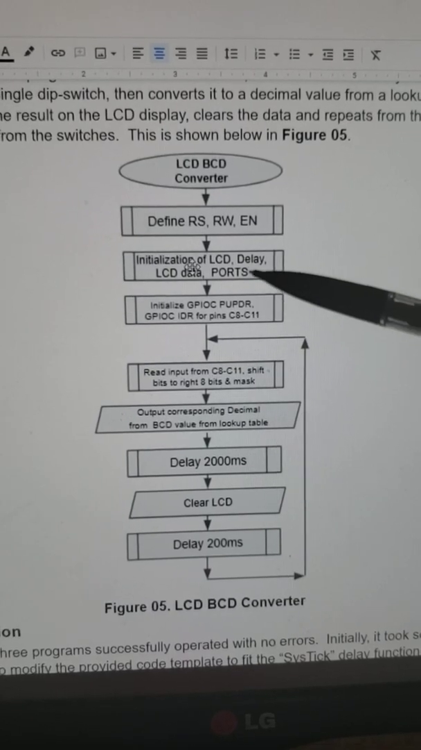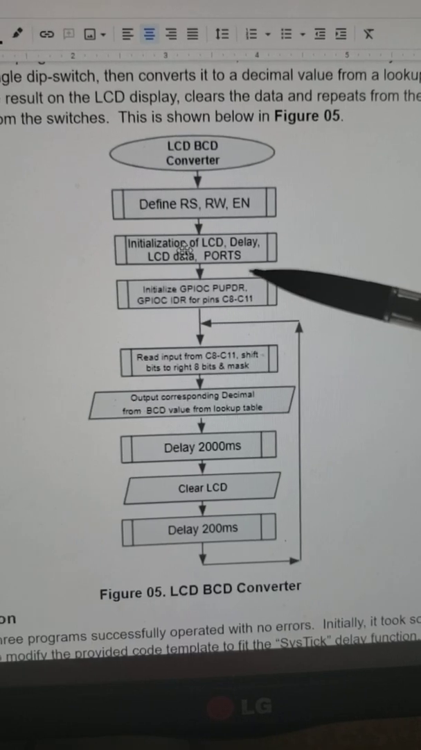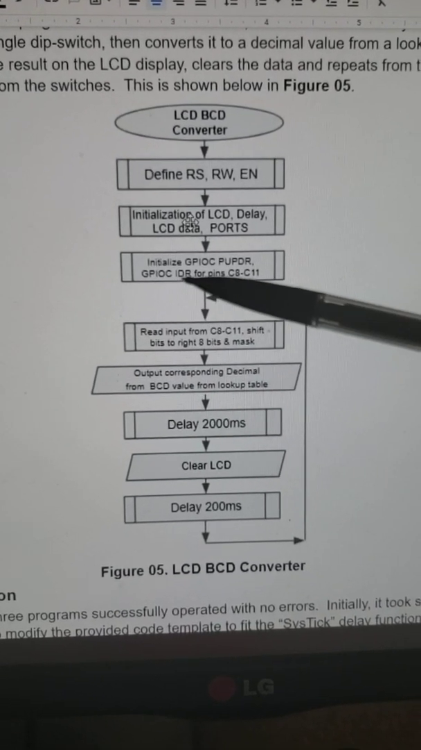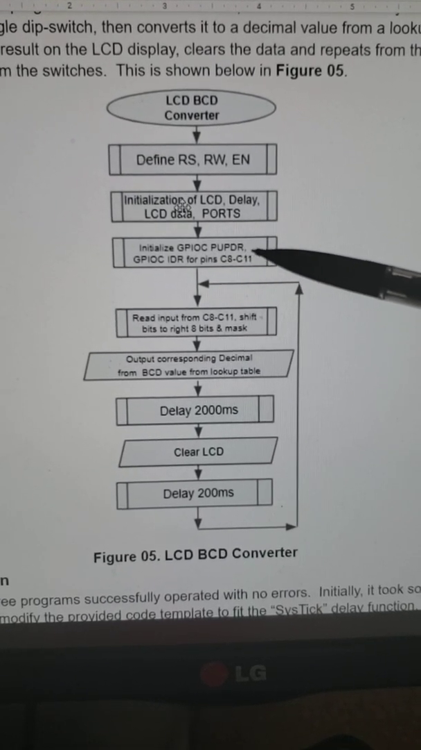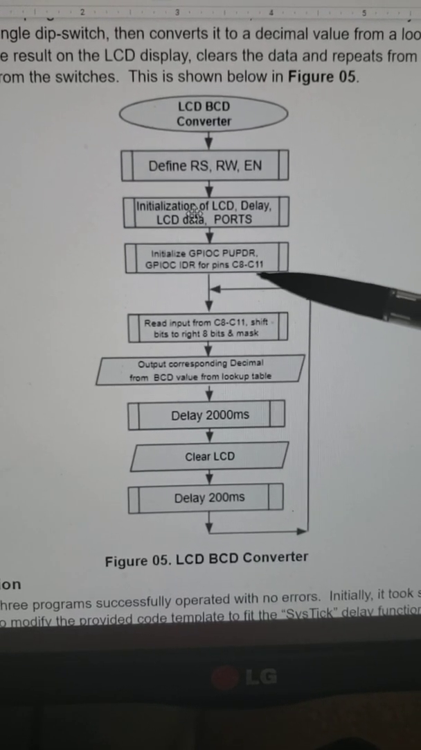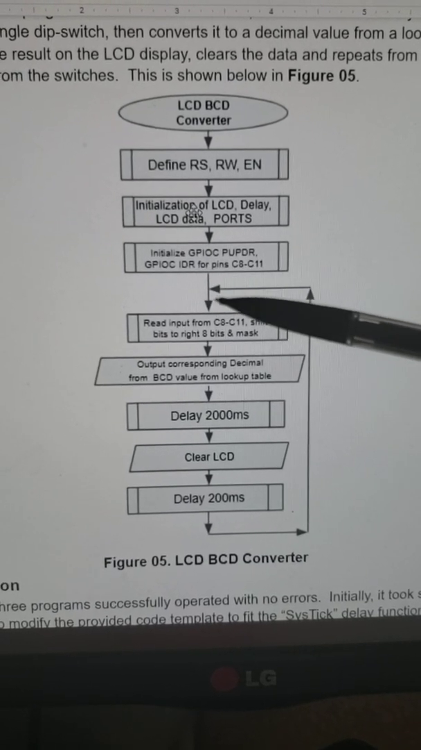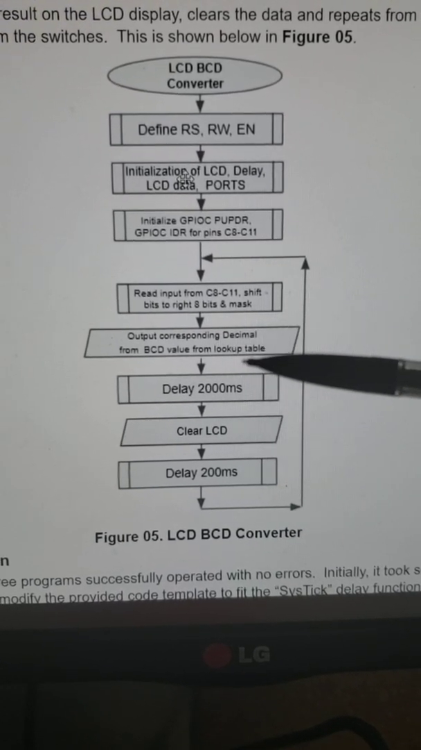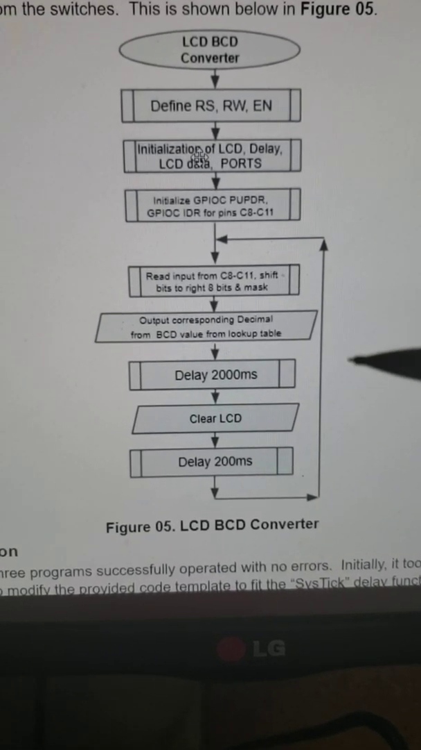It's going to initialize the LCD delay, the LCD data, as well as the ports, all in the main function or outside the main function. Then within the main, it's going to define and initialize the GPIOC pull-up resistors. Those are going to be used for the input pins C8 through C11, which is going to be pulling from the IDR. From that, it's going to read the BCD input, and then it's going to output the corresponding decimal value from a lookup table, and it's going to output that on the display.